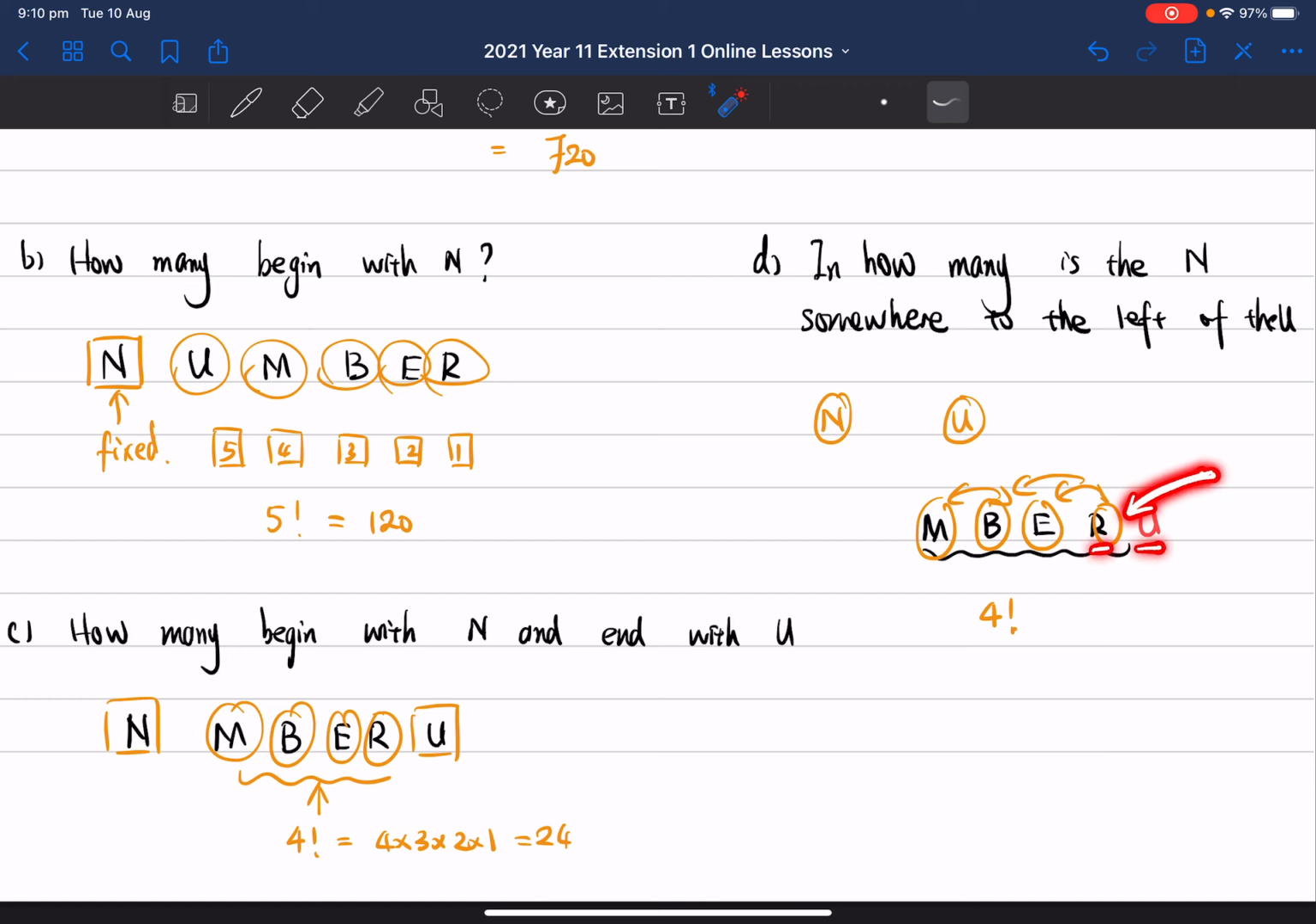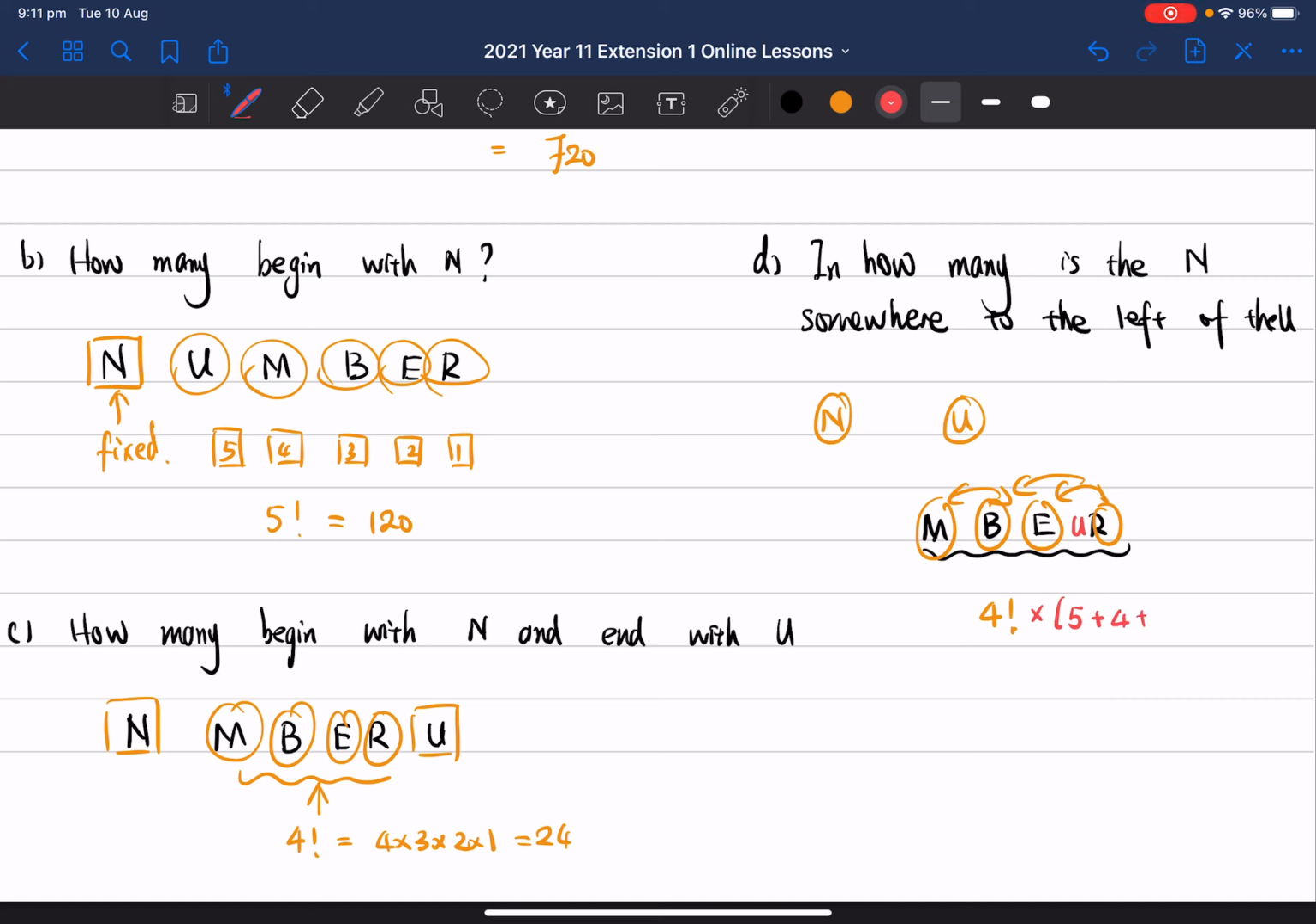That would be the first position for N to be. That's 1, 2, 3, 4, 5. So N can be in 5 different places on the left-hand side of U. So multiply by 5, plus. But this time, remember, you don't have to put U at the end. What you can do is put U here. Now if you're putting U here, then N can be 1, just in front of U, 2, 3, 4. This time it's 4 ways.